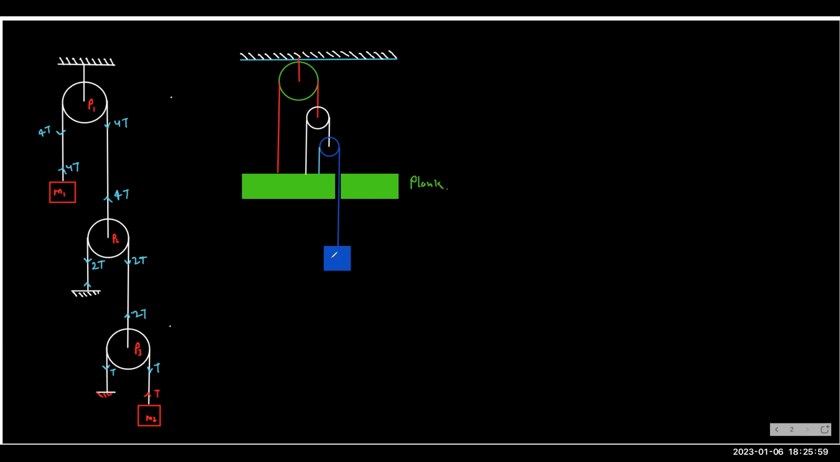So if you call the tension on M as T, can you draw the tension everywhere else? For every pulley, P1, P2, P3, and for the plank as well as for the block? Can you draw the tension for everyone? Tell me, guys. Can you do it? Yes, sir. Please go ahead.